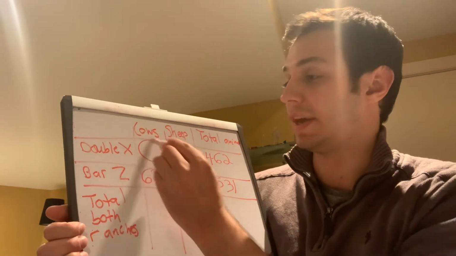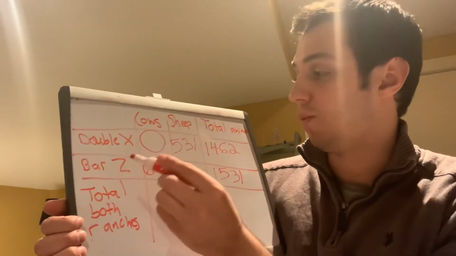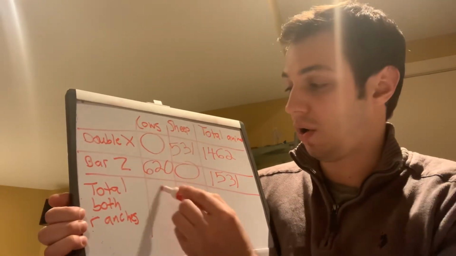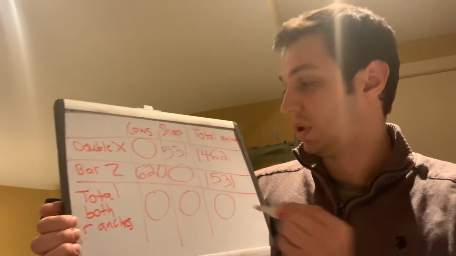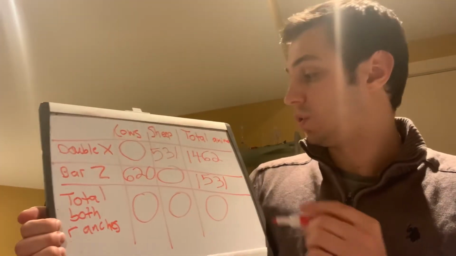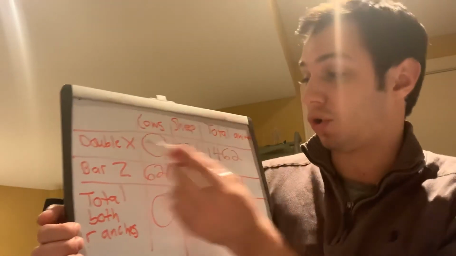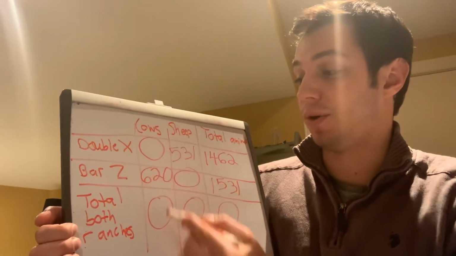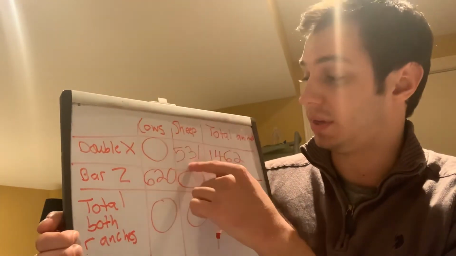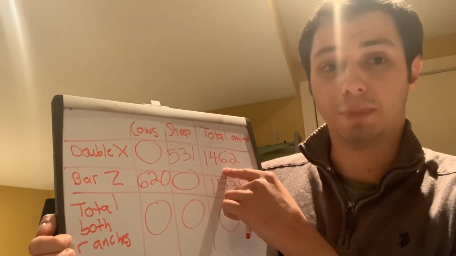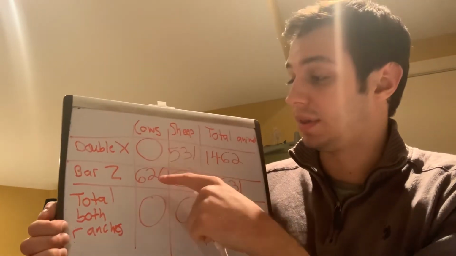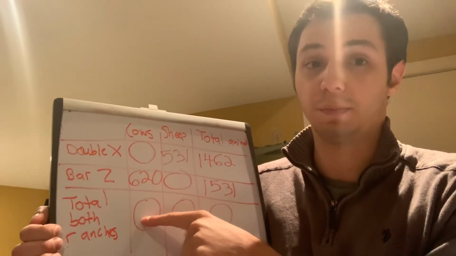So we have a few missing numbers. We're missing how many cows there are on Double X Ranch. We're missing how many sheep there are on Bar Z Ranch. And then we're missing all 3 totals. So what we're going to need to do is make our number families. So we can make a number family either going across or going down. If we're going across, this will be your small number, this will be your small number, and this will be your big number. And if you're going down, this will be your small number, this will be your small number, and this will be your big number.